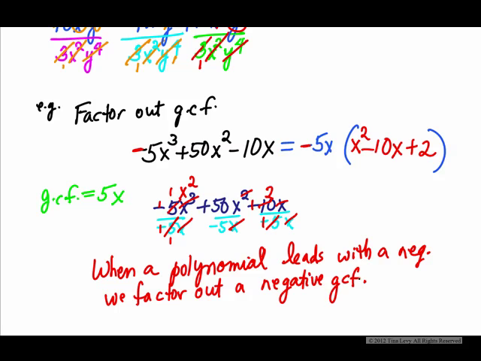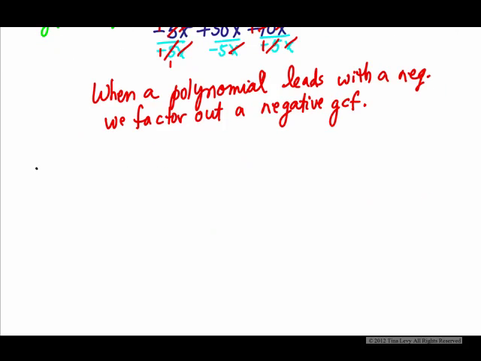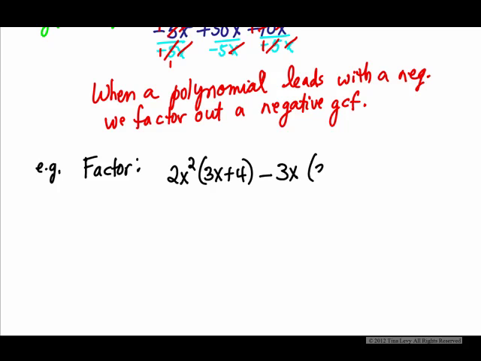Here's another one that's a little bit trickier. So for example, suppose I said factor, and I give you the expression 2x squared times 3x plus 4 minus 3x times 3x plus 4. This one is a little bit tricky because it has parentheses in it. But because it has parentheses with a sign between them, it's not factored. In order for it to be factored, you can't have a plus or minus between terms.